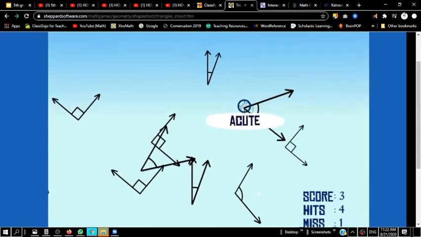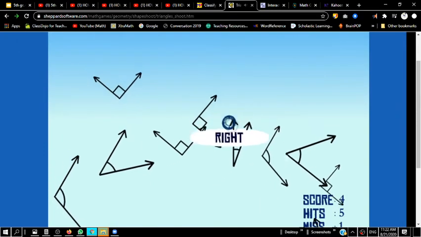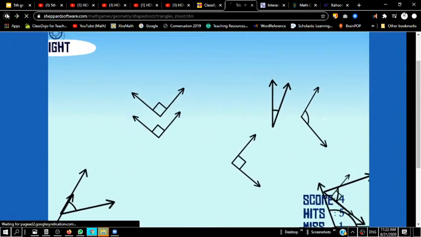Acute is smaller than 90 degrees. Okay, so you kind of understand the point of that. We can also classify these triangles by their sides. So let me click on the same link, and we're going to practice classifying by their side measurements, just like we did before.